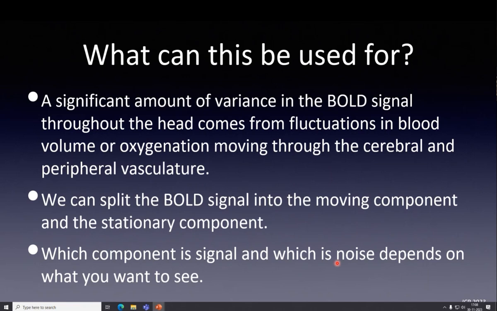So, the engineer in me says, well, what can you use this for? Well, if you've got 50% of the variance in the bold signal accounted for by this, it's got to be useful for something, right? So if we can find it reliably and figure out a way to really fit that in every voxel, then we can split the bold signal into 2 components: the component that stays put and the component that moves around. Now, which of those is signal and which of those is noise is completely a matter of perspective.